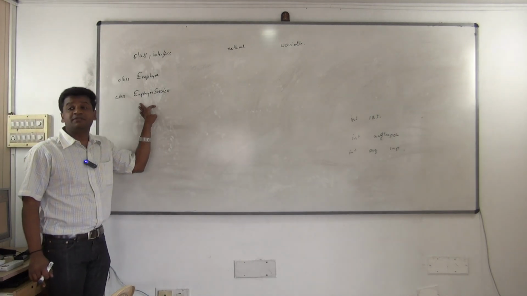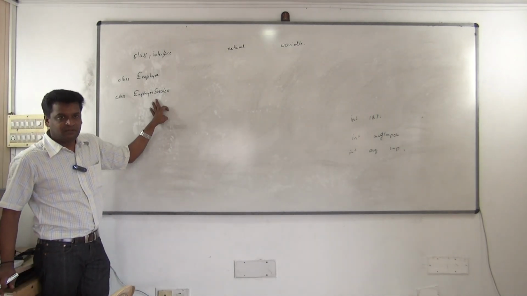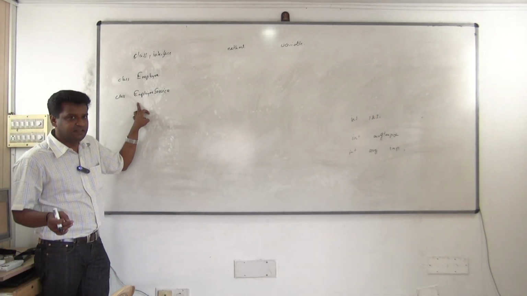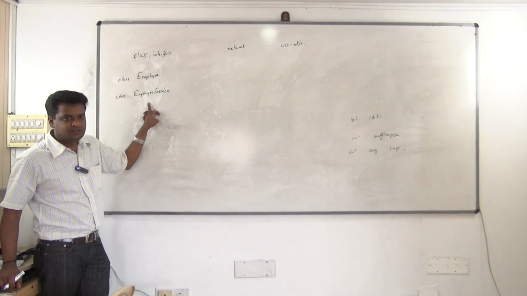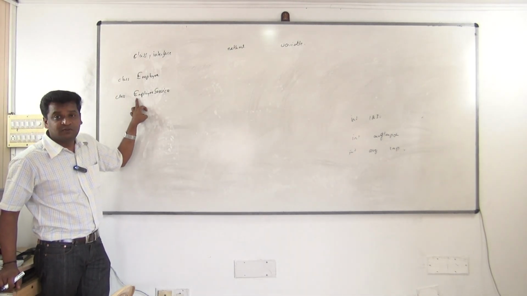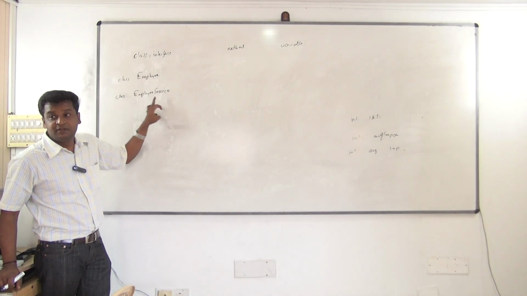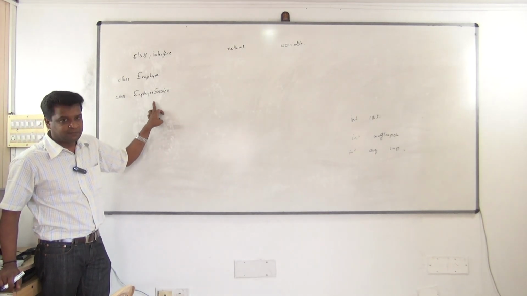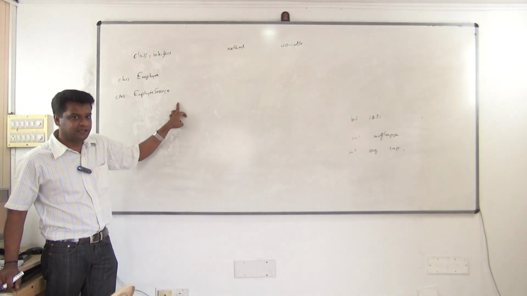Okay, so E should be caps. S should be caps. When you are giving a class name, this is called an identifier. First word, first letter should be caps. Second word, first letter should be caps. Third word, first letter should be caps, like that.